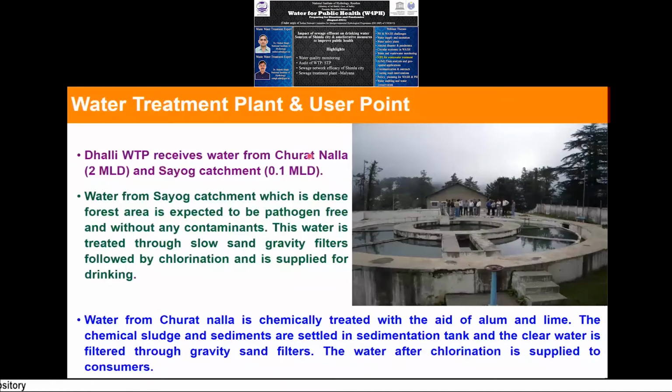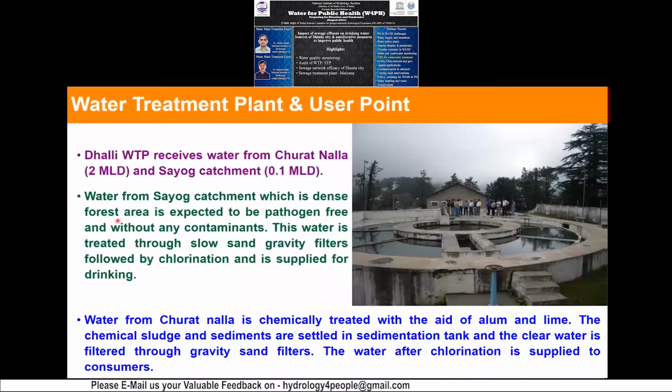Coming to the Dhali WTP, it is a small plant. There are two schemes: one is from Churat Nala and another is from Sayok catchment. The Sayok catchment receives water from a dense forest area, and this was a very old scheme from the predecessor time. Since the Sayok catchment is still pristine, no pathogens were detected in that water, and it was still good. So they just pass this water through a slow gravity filter to remove suspended solids, if any, and then it is supplied for drinking after chlorination.